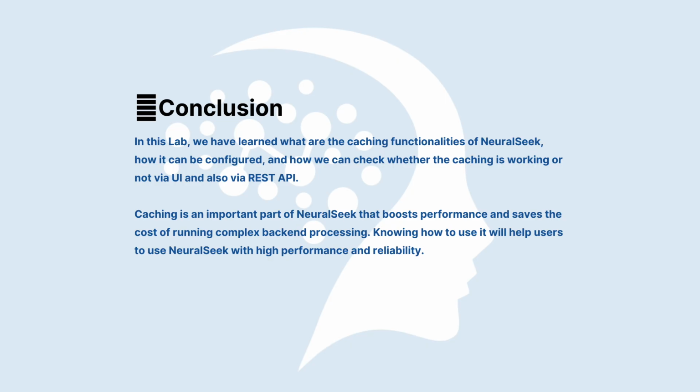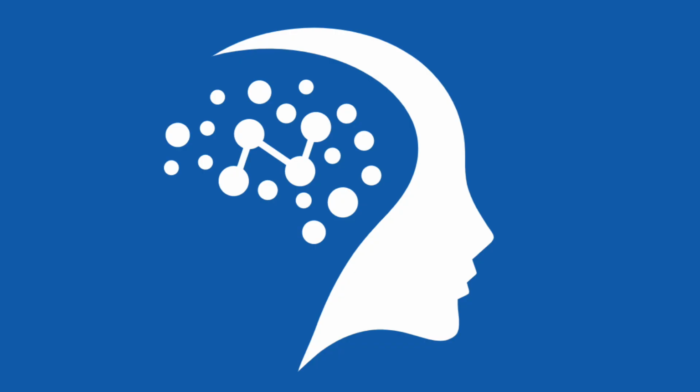And that's all. In this lab, we have learned what the caching functionalities of NeuralSeek are, how they can be configured, and how we can check whether the caching is working or not via the UI and also via the REST API. Caching is an important part of NeuralSeek that boosts performance and saves the cost of running complex backend processing. Knowing how to use it will help users to use NeuralSeek with high performance and reliability.